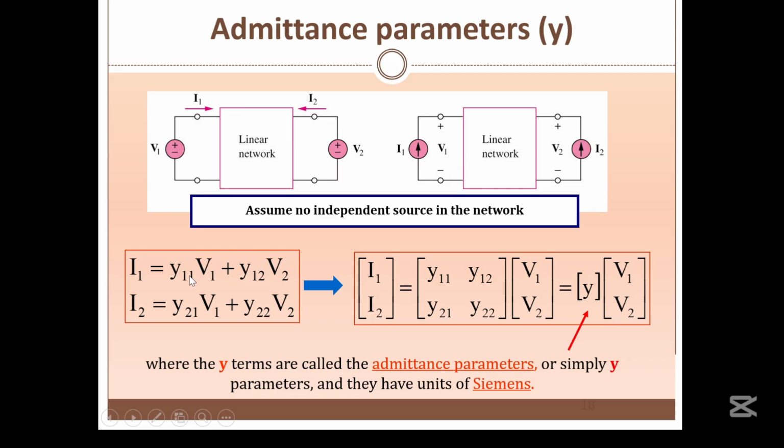For example, if I want to find Y11 and Y21, I need to turn off this source, making V2 equal to 0. So I1 over V1 equals Y11, and I2 over V1 equals Y21. Similarly, if I want to find Y12 and Y22, I need to cancel this, so I make V1 equal to 0. Then I1 over V2 equals Y12, and I2 over V2 equals Y22. Similar concept, but what does making V2 equal to 0 mean?